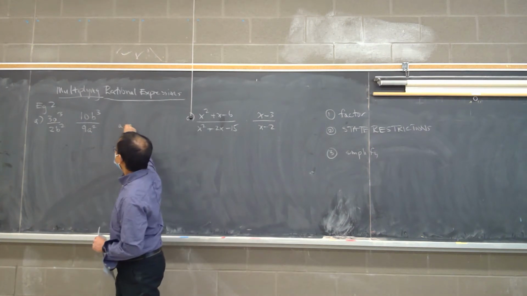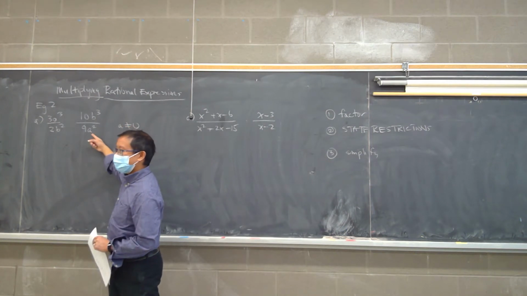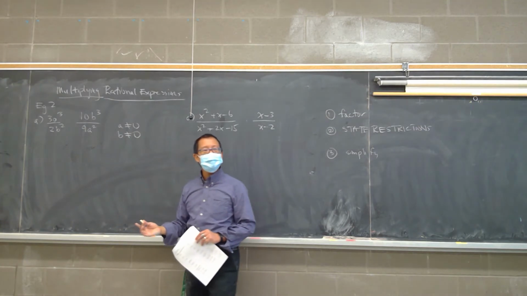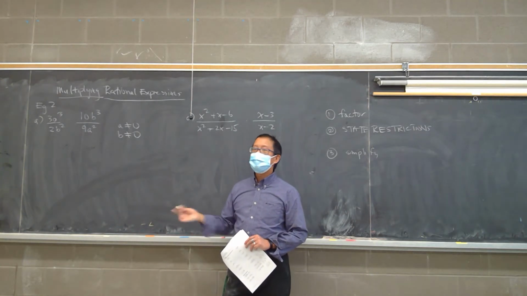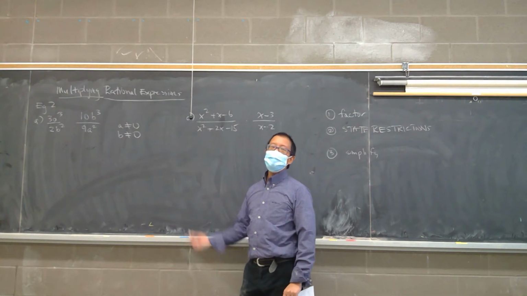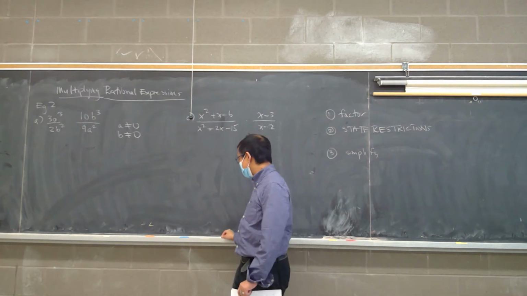So I think everyone's okay. A cannot equal 0 for this one. And b cannot equal 0. Done. Pretty easy. Any questions still from the class? So those are our restrictions. So now we start simplifying, which in this case, this one's pretty easy.